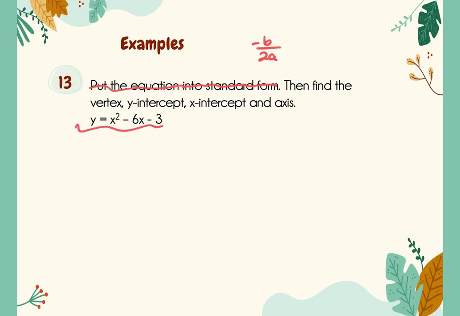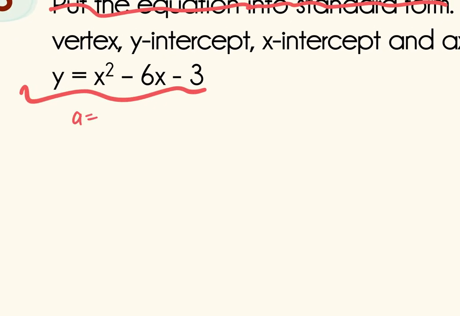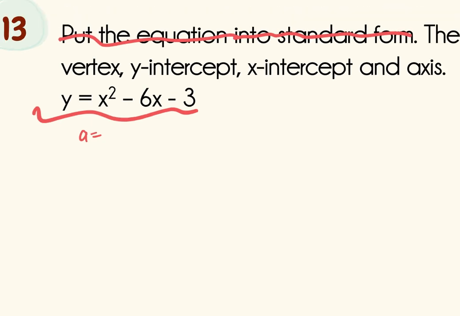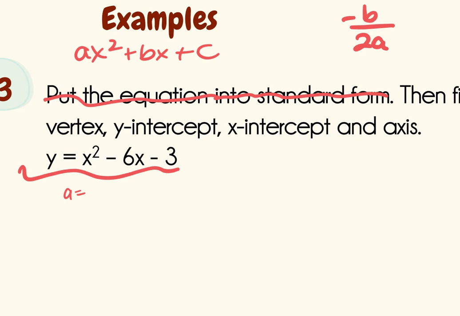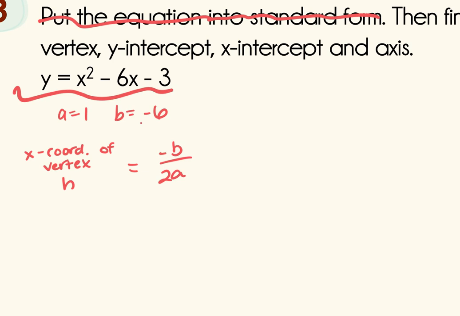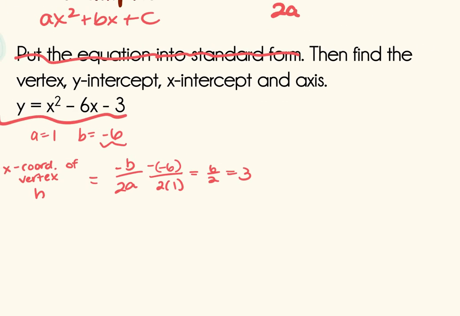So if I look at this equation, what is a? Remember, it's ax squared plus bx plus c. So think that you're doing the quadratic formula. What's your a? 1. What's your b? Negative 6. C would be negative 3, but we don't even need it for this. So to find the x coordinate of your vertex, or h, we're going to do negative b over 2a. So negative 6 over 2 times 1 is 6 over 2, which is 3. And that's the x coordinate of your vertex.